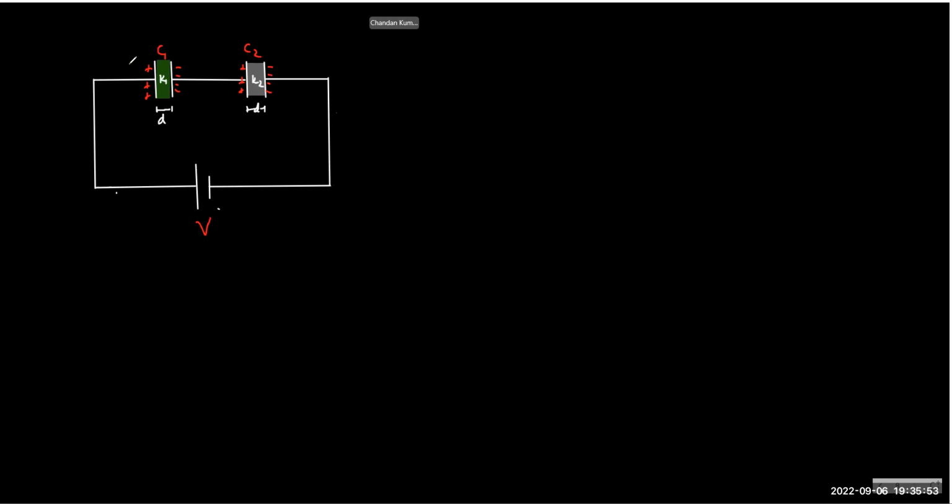What remains the same in the series combination? Q, isn't it? So the name of the topic is called the voltage divider rule, because the voltage is getting divided between the two capacitors. So how much will it contribute to each? That's the question. I want to know the value across each capacitor.